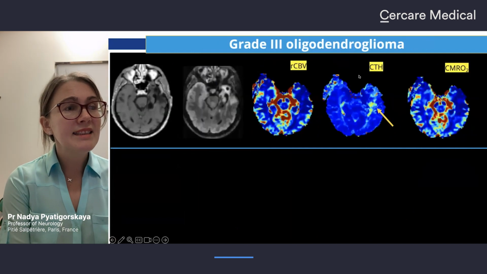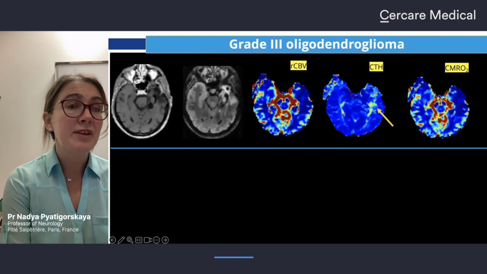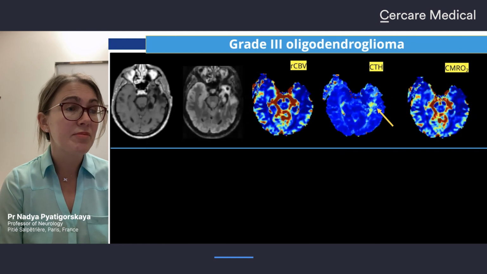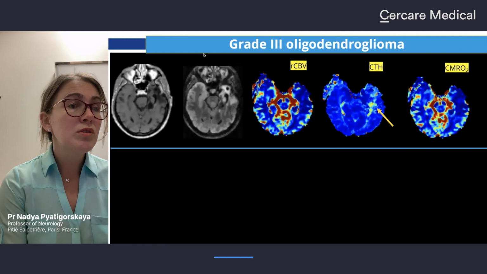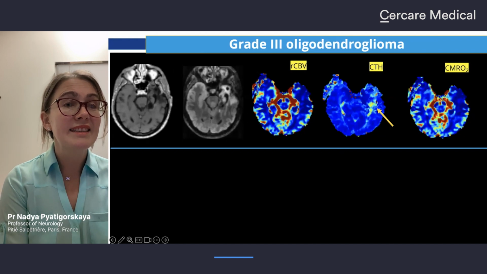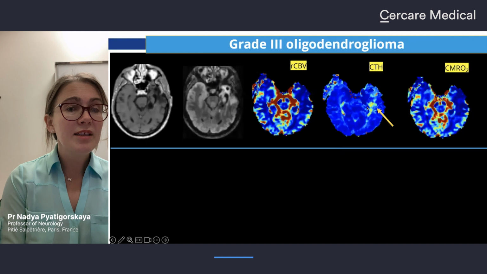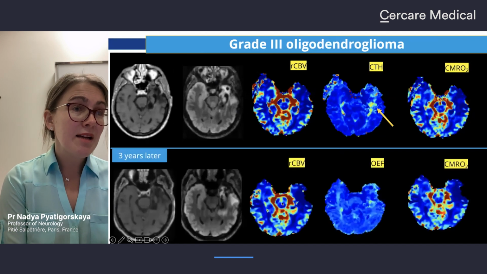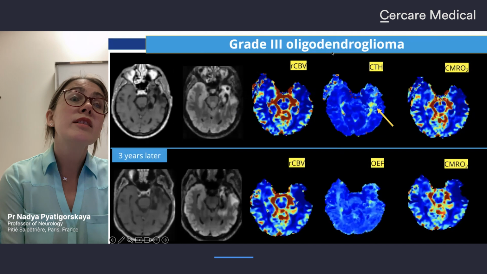Another case is this lesion that we can see here. It's quite difficult because there are a lot of vessels, so it's difficult to interpret whether there is any hyperperfusion or not. We feel like there is not. But actually, we can see that there is this portion with CTH increase. And the patient was followed up, and sometime later, it was diagnosed as oligodendroglioma.